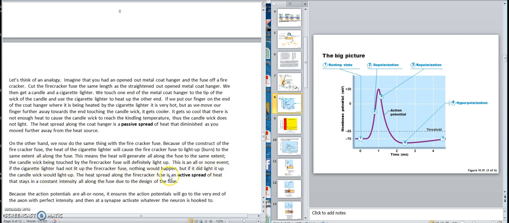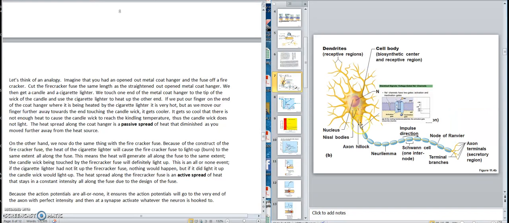The heat spread along the firecracker is an active spread of heat that stays at a constant intensity all the way to the end, which is the same thing the action potential does. Because action potentials are all or none, it ensures the action potential will go all the way. If the action potentials were big, and then the next area was smaller, and the next area smaller still, then by the time you got to the end of the axon you wouldn't have anything, because it would have damped out. It would not have been taken all the way to activate another neuron, as we'll get to.